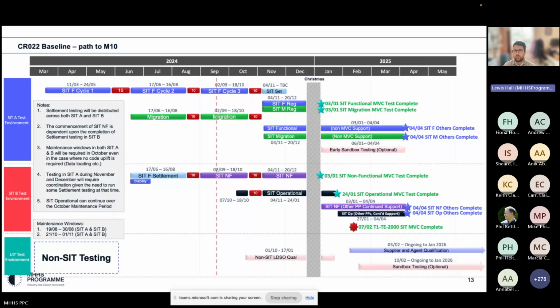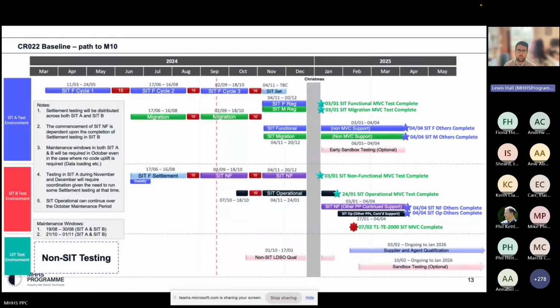So you'll see SIT functional and migration finishing on the 3rd of January next year, and then SIT operational and non-functional finishing slightly later, and then that SIT MVC completion date taking place on the 7th of the 2nd, and then M10 effectively taking place on the 7th of March, so about 4 to 5 weeks later. Non-SIT LDSO testing scheduled to start at the start of October, supplier and agent kicking off at the beginning of February. I won't dwell on this too much. It was just a reminder, and we will share all of these slides afterwards.